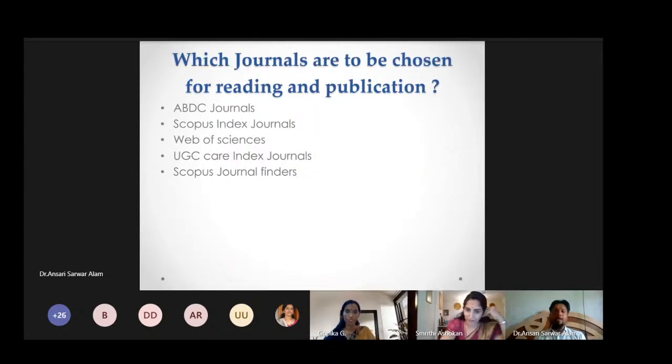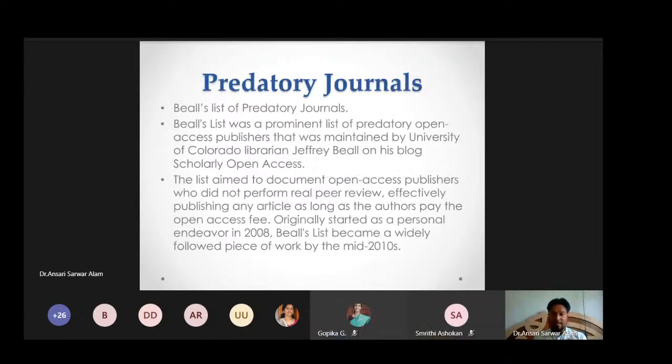Okay, it's clear. So which journals are to be chosen for reading and publication? This slide had been skipped. You should know that whatever journals you are choosing for publishing your research paper, or for reading, you should know whether they are predatory or not. Predatory are those journals which are not accepted by the scholar society. Predatory are those journals which have some lacunas. That's why we should not refer to them with regard to research.